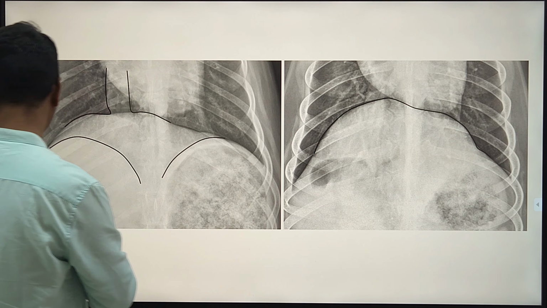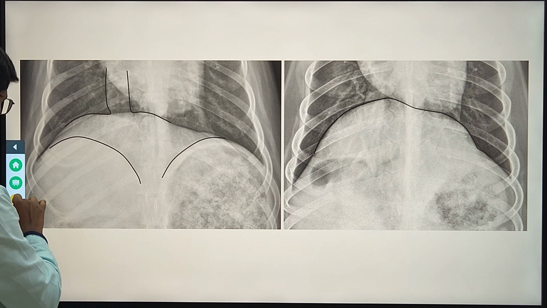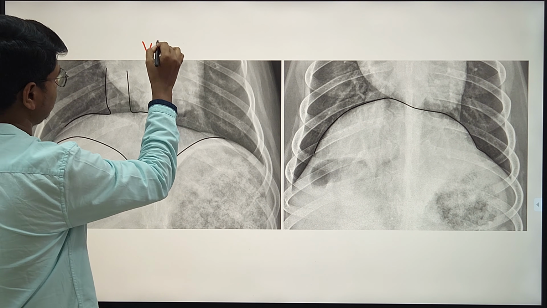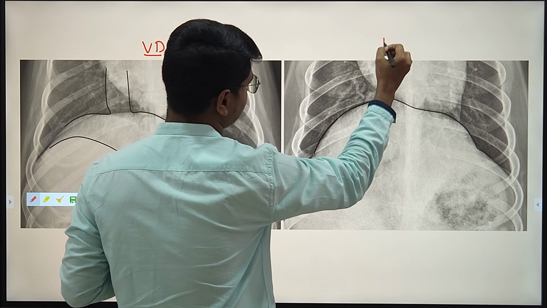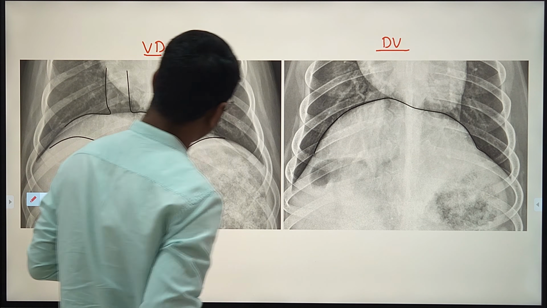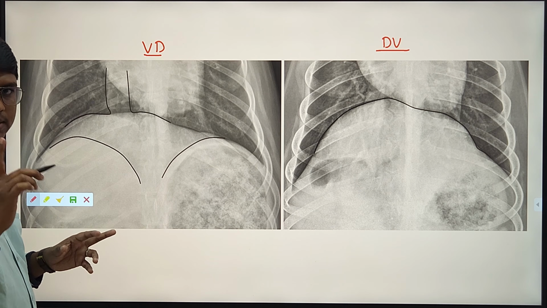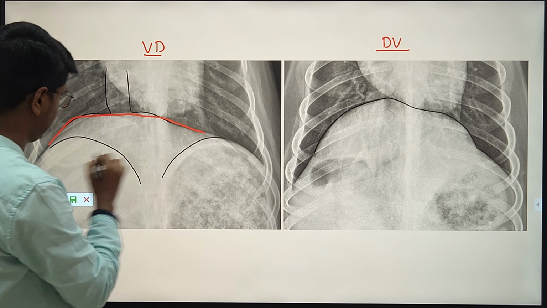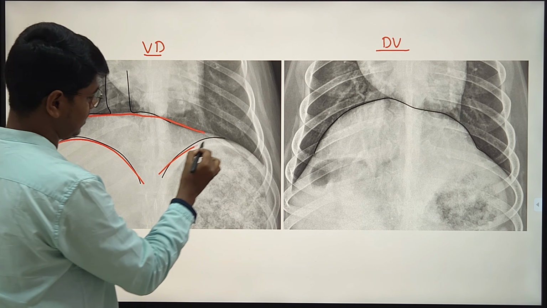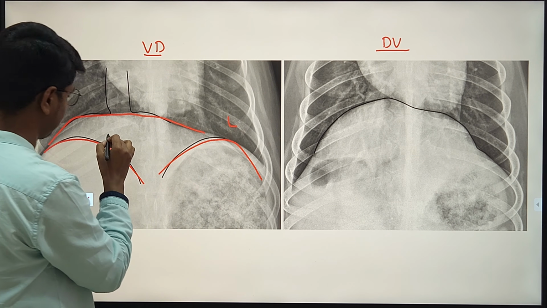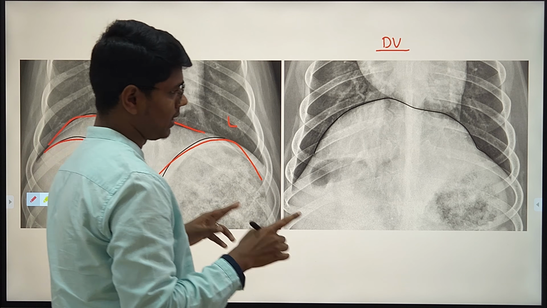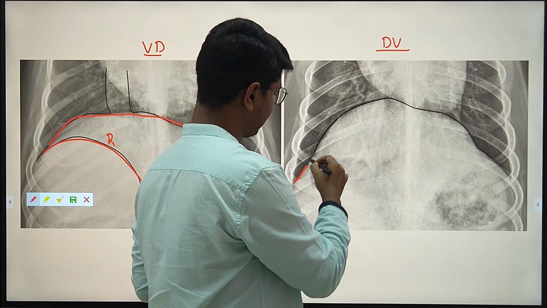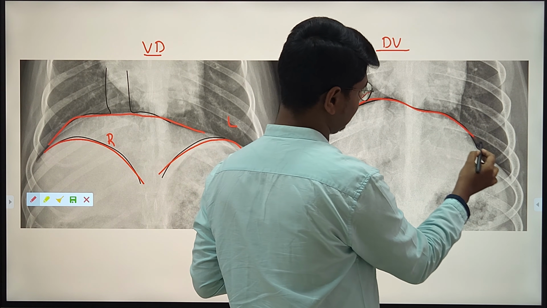Next is the ventrodorsal and the dorsoventral. This is the ventrodorsal view, VD view. This is the DV view. The differentiating feature is that in the VD view we will find three structures. One is the cupula, and these are two cruras. This one is the left crura, this one is the right crura. In the DV view, we will find a single dome, which is basically the cupula.